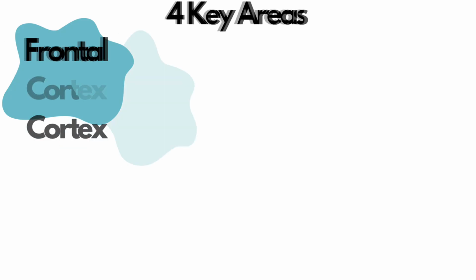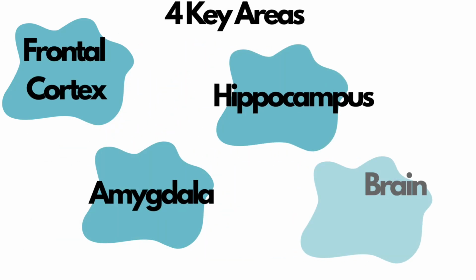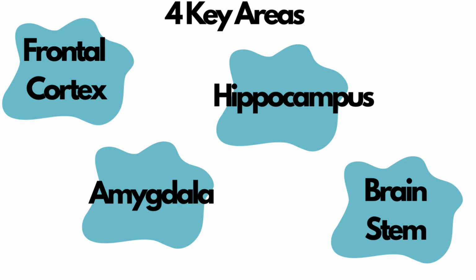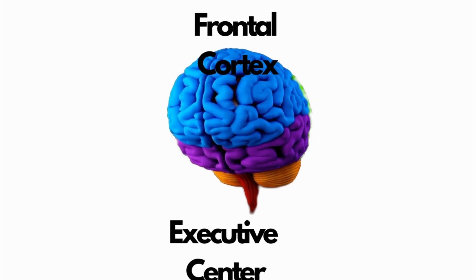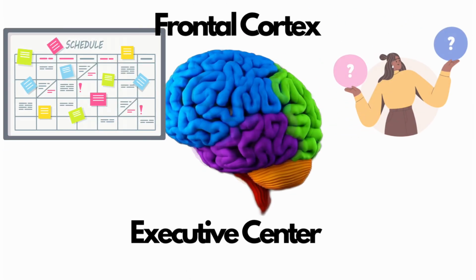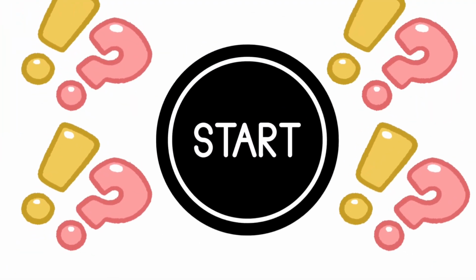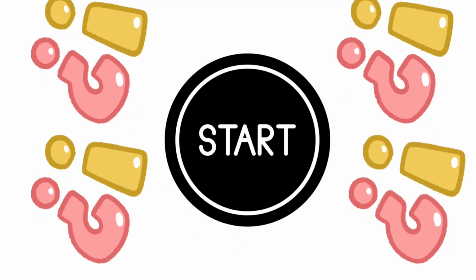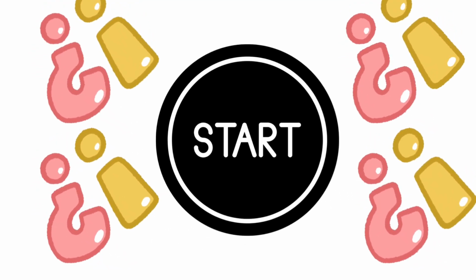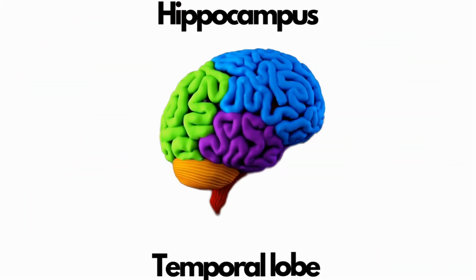To understand how encephalopathy affects daily life, let's look at 4 key areas of the brain that play a major role in function and behavior. First, the frontal cortex. This is your executive center. It's responsible for planning, decision-making, impulse control, and voluntary movement. When encephalopathy affects this region, people may struggle with organizing tasks, regulating emotions, or initiating basic activities like dressing or cooking.